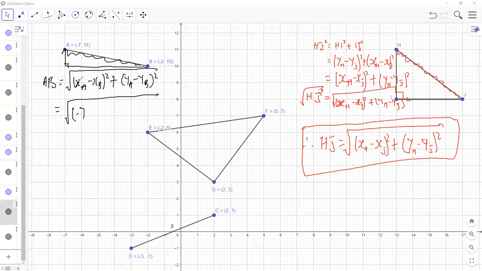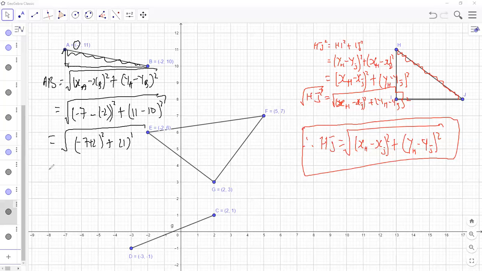X at A is minus 7, and x at B is minus 2, so now this is the time when we become more cautious. Notice how I put that. And then y at A is 11, y at B is 10, and I've got to square that. So you notice now I have minus 7 plus 2, not minus 7 minus 2, right? Substitution is very important, guys. And 11 minus 10 is just 1. I'm going to square that. So finally, the difference here is minus 5.